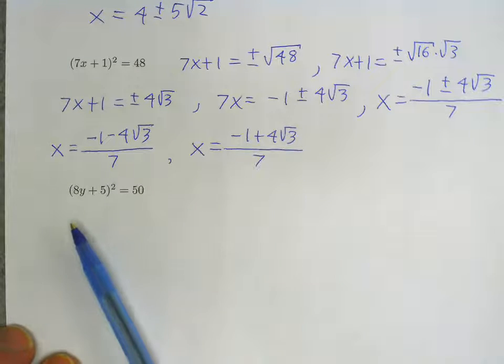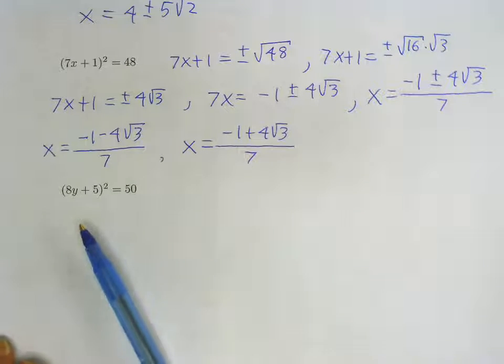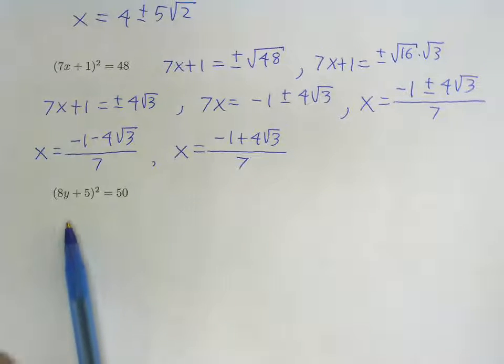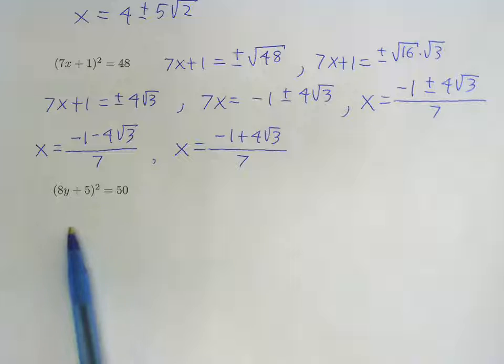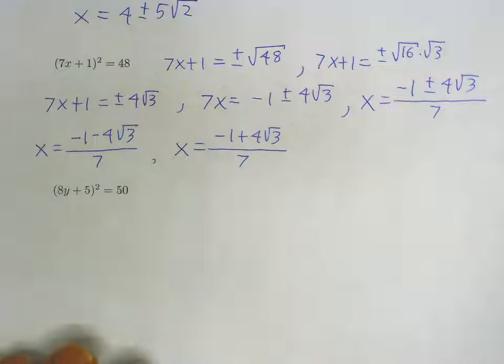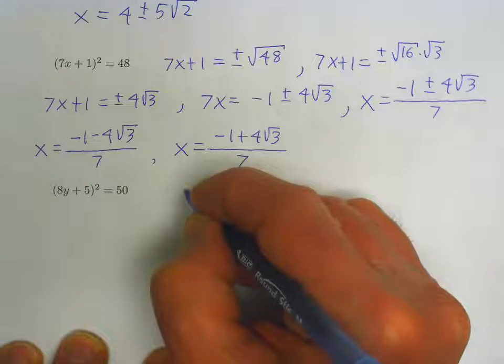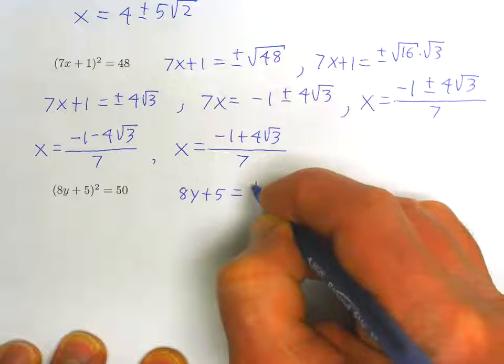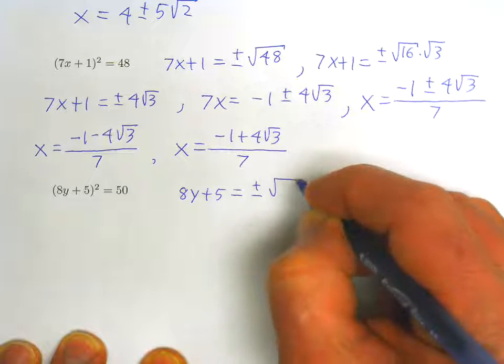Okay, the next example is of the same sort as the one we just did. This is all set up to apply the square root property since we have a binomial squared on the left-hand side. So step 1, 8y plus 5 equals positive and negative square root of 50.